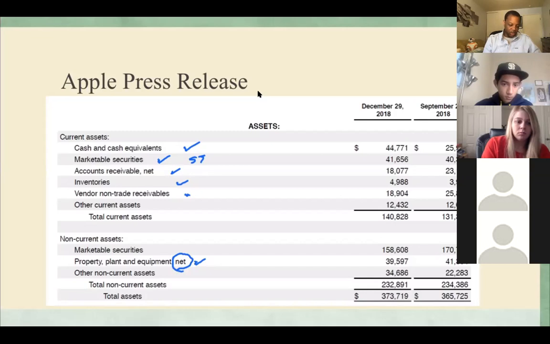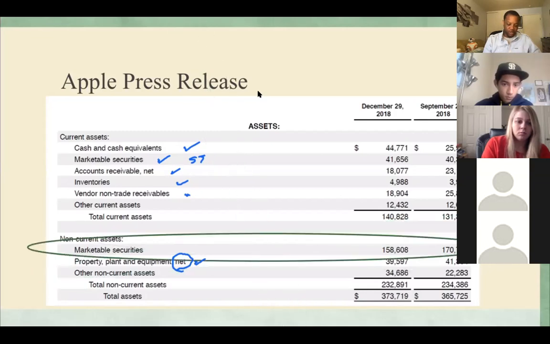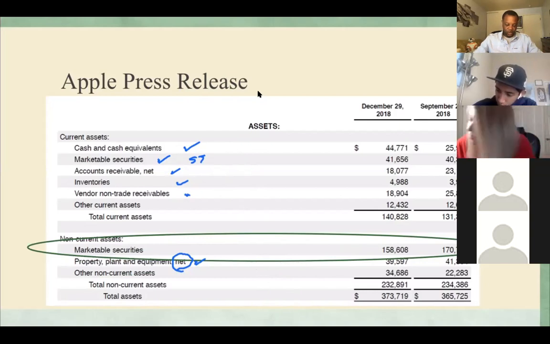So now we're going to talk about marketable securities. Okay. So marketable securities, this is just a fancy term for long-term investments. And if you look, right, and this is over a year old. But a year ago, Apple had $158 billion in long-term investments.